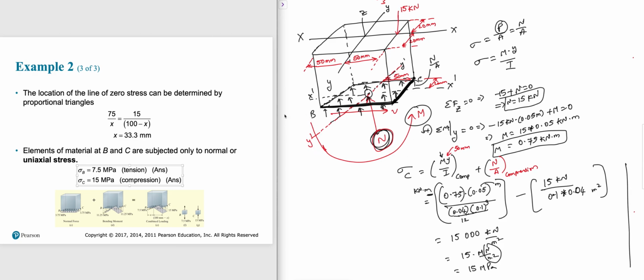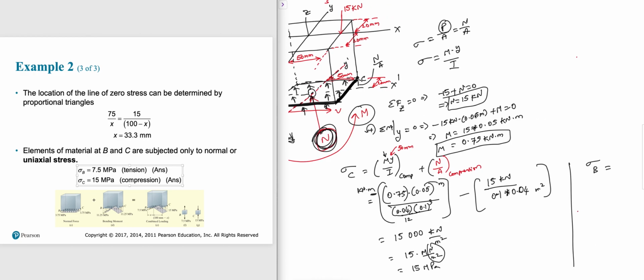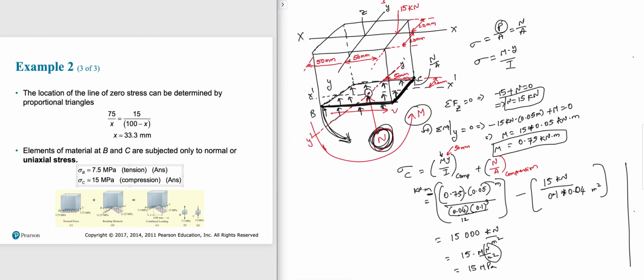Due to moment, what is the stress at B? It is tensile, right? It is trying to pull this way. So B will be tensile due to moment, but due to normal, B will be in compression. That means the way we are supposed to write. So let me write for your sake. I have some gap here.